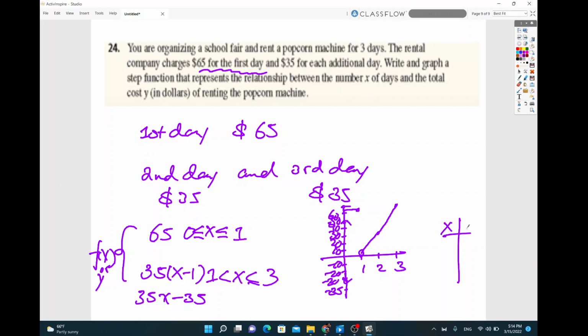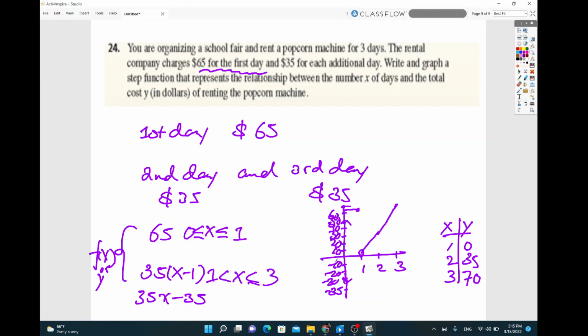Again, what I do here is just like an XY table. Plug in 0, plug in 1. If you plug in 1 here, that's 0. And then plug in 2 here, so 2 minus 1, that's 1. 1 times 35, that's 35. Plug in 3, we got 2. 2 times 35, 70. Okay, so that's what we found.